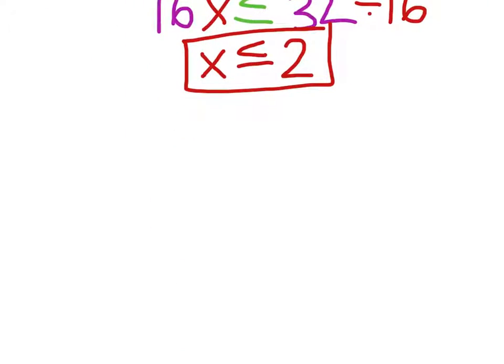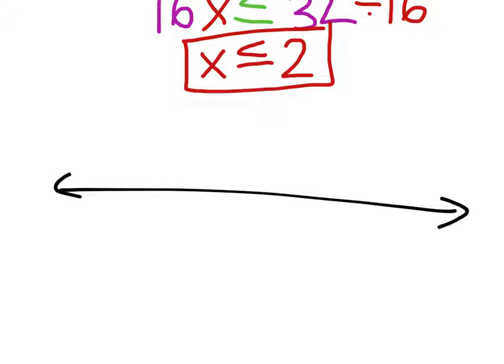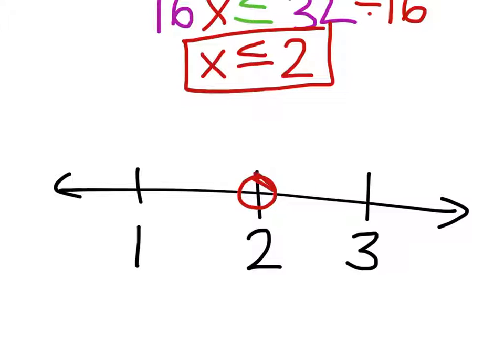All right, well, let's graph then. So first thing we need is our number line right up in here. We'll have 3 numbers. In the middle is 2. To the left, 1. To the right, 3. Okay, so open or closed circle at 2? Closed, very good. To the right or the left? It goes to the left.